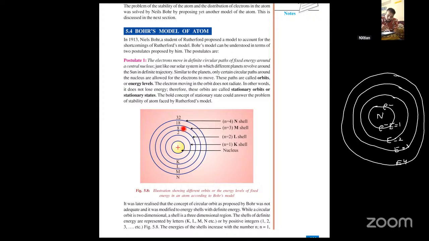So we'll stop here only. Tomorrow also we'll start with the postulate one only, so that we can go more deeply into it. Okay, understood, guys? So we'll stop here.